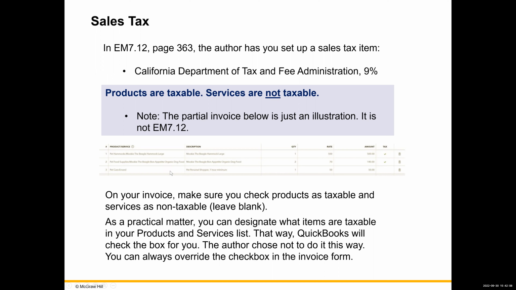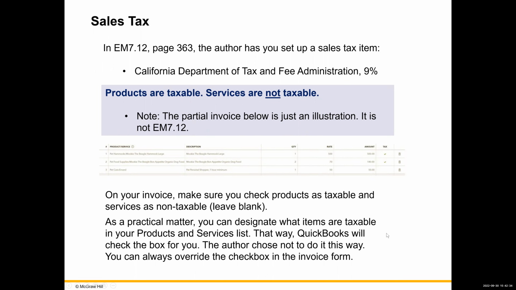But notice here that the pet care errand, that's a service. We're going to leave it blank. Why? Because we don't tax services. So when you do these exercises, especially the ones that are after 7.12, make sure that you're careful about checking the boxes that you need.